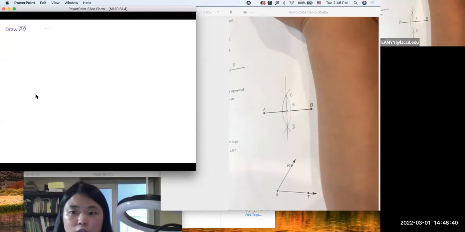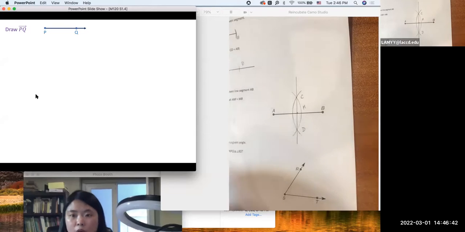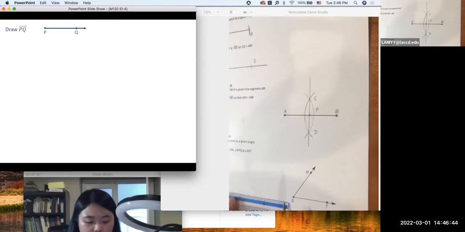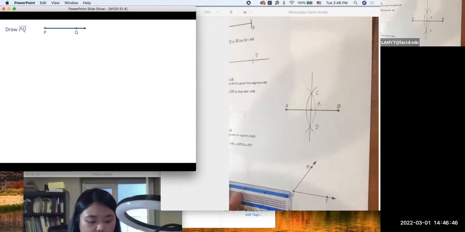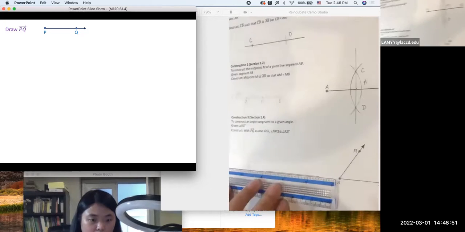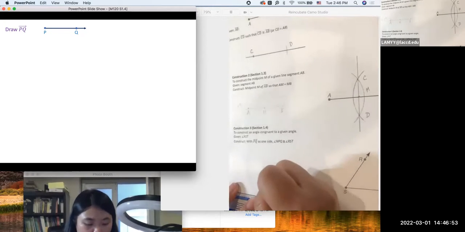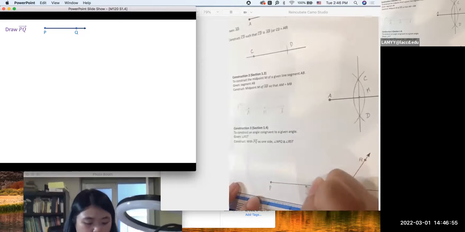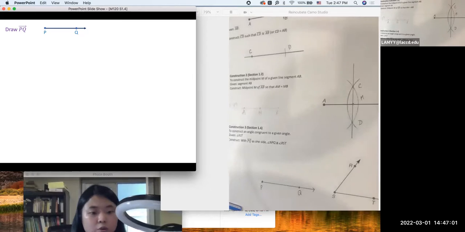First, I want you guys to draw the PQ. Okay, the points P and Q, it doesn't matter, okay? You don't have to copy the ST here. Just draw whatever line. The endpoint here will be the P, and whatever here, that will be my Q here. Okay, and this is the ray PQ.